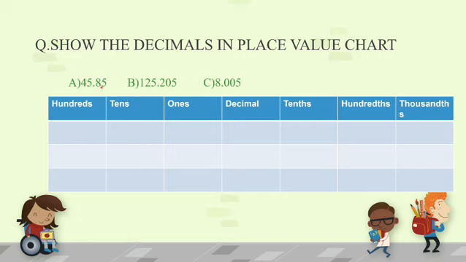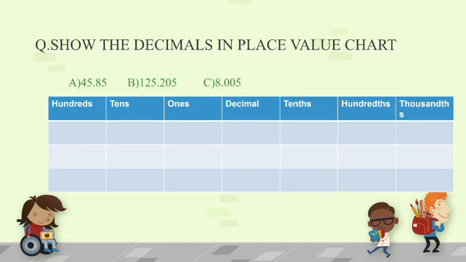So we have to represent the first decimal number, which is read as 45 decimal 85. We will not read it as 85. We'll read them separately, 8, 5. 45.85.